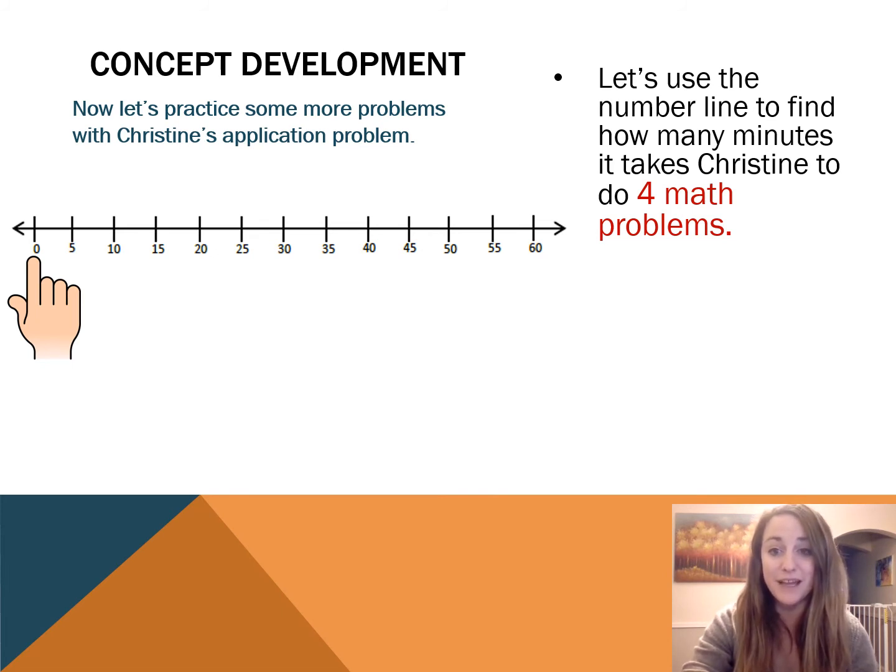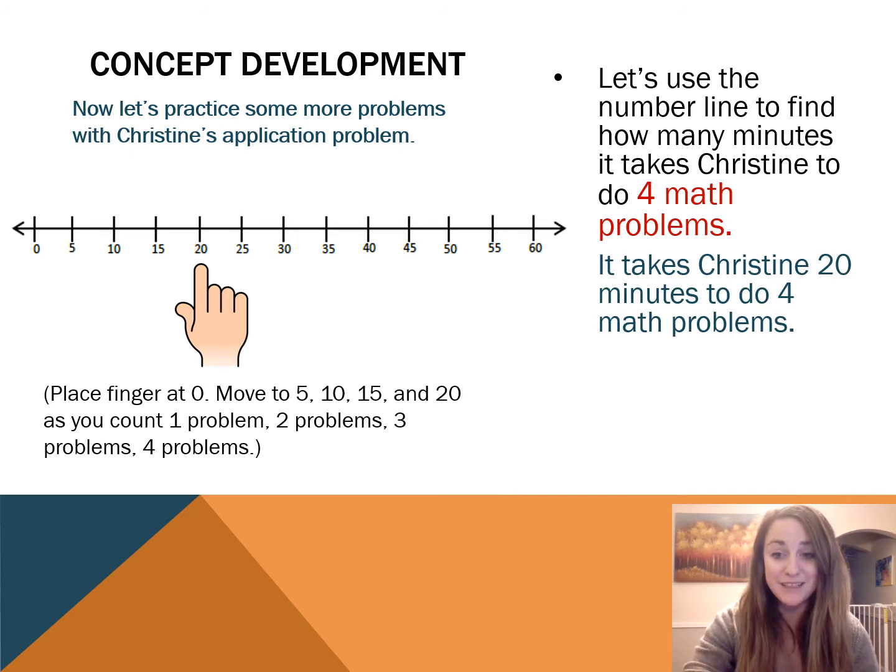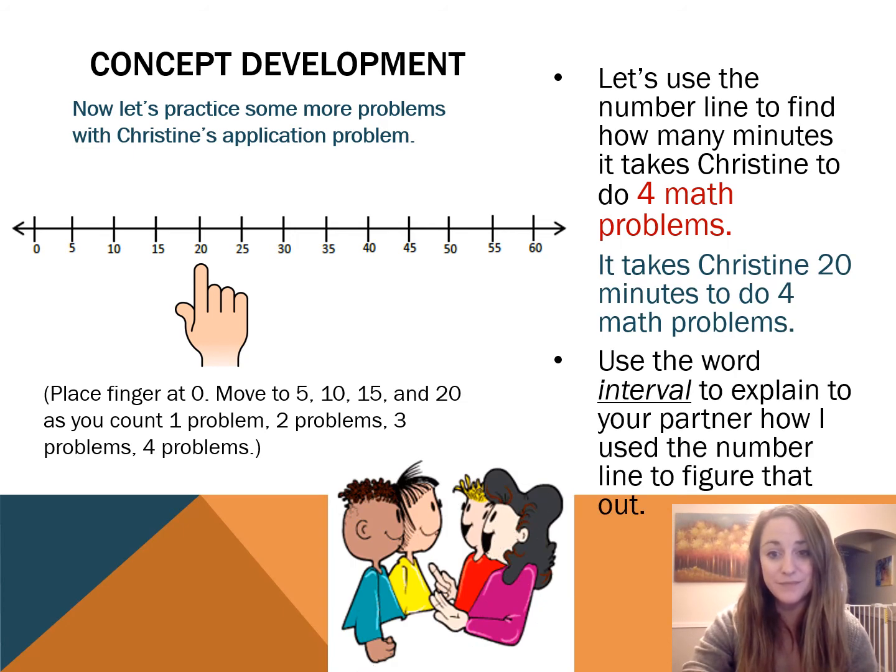Let's use the number line to find out how many minutes it takes Christine to do 4 math problems. Place your finger at 0, move to 5, 10, 15, and 20. And as you count, think of it as 1 problem, 2 problems, 3 problems, 4 problems. That means it takes Christine 20 minutes to do 4 math problems.